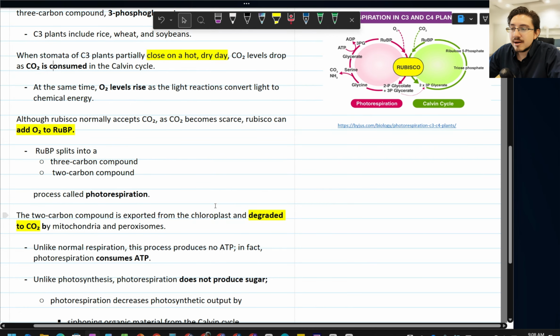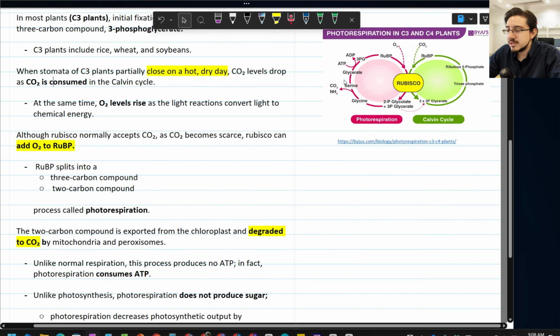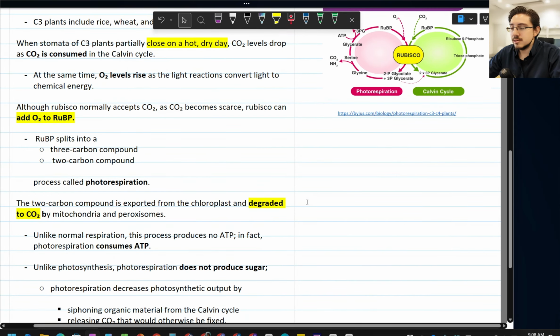So you're getting oxygen in and you're producing carbon dioxide. Now, as you're seeing here in the image, what's happening? You're getting these different compounds. But here's where I want you to see: photorespiration actually consumes ATP. That's one of the key things you'd also need to note.